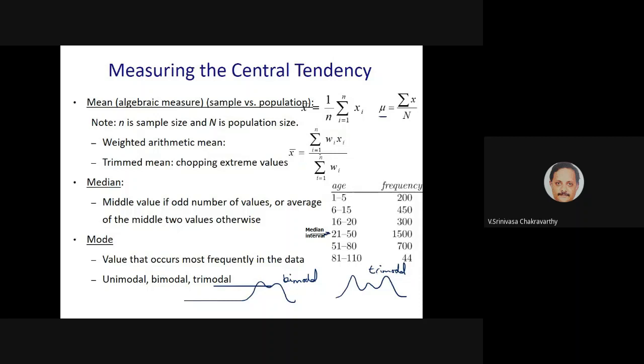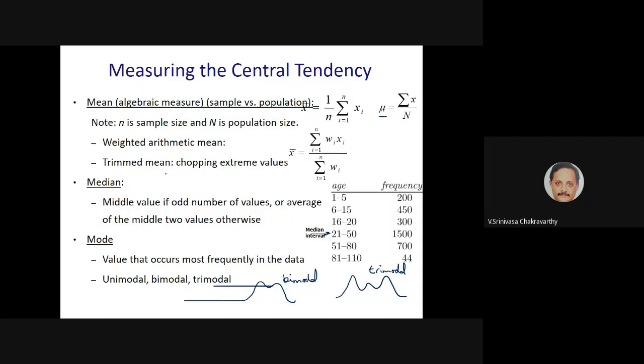First, if you want to represent the central tendency, there are several measures for that. The most popular one is the mean, which is simply given by sigma xi by n, where n is the number of samples. The symbol for that is the Greek letter mu. There's also something called the weighted arithmetic mean, sigma wi xi by sigma wi.